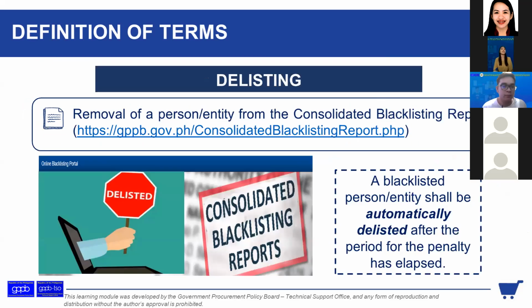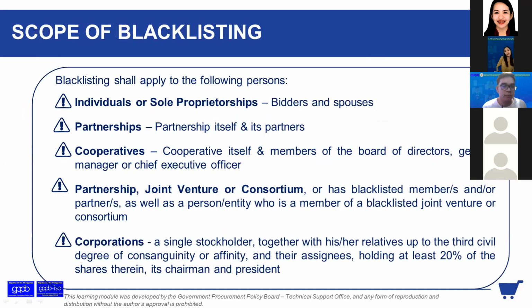So, scope of blacklisting, who can be blacklisted? One, the individual or sole proprietors. If you're a bidder, your spouse too, no? If you're an individual or sole proprietor, meaning you're registered with the DTI, not the SEC, the bidders and their spouses are included in the blacklisting. Because, right, there is conjugal ownership, an absolute community of property. Then partnership. Who is also blacklisted in a partnership? The partnership itself and its partners. The partnership is blacklisted. The partners are also blacklisted.